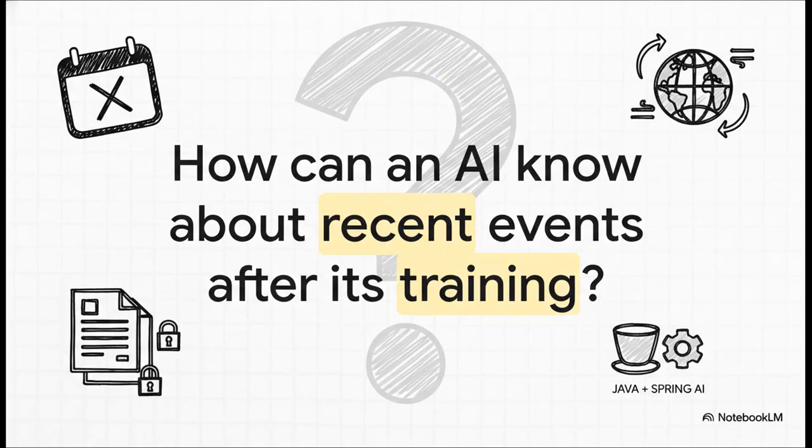So here's the classic problem you're going to hit almost immediately. Most of these big models have a knowledge cutoff. GPT-4, for instance, its training data just stops in September 2021. So how in the world do you get it to know anything about your private company data or answer questions about what happened last week?